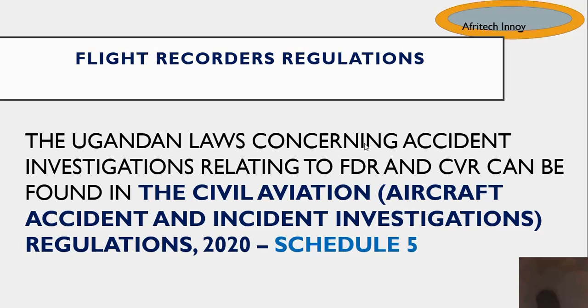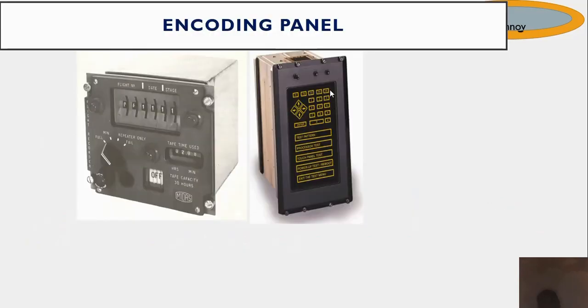You can check this one, and in the Ugandan laws, as well as the EASA laws, the accident-related regulations for investigations can be found in the Civil Aviation Incident Regulations Schedule 5.